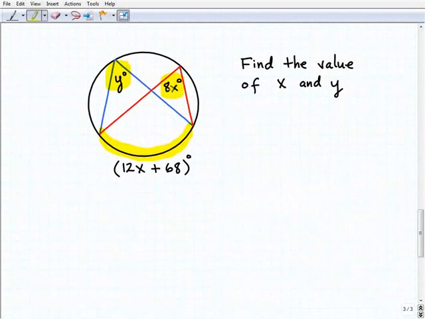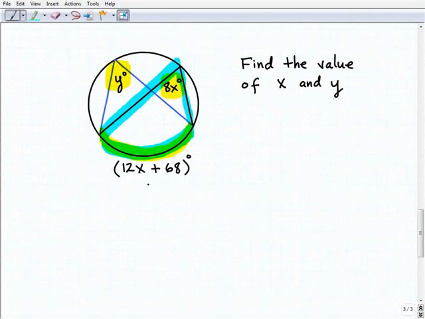Okay, so now to find the value of x and y, I need to figure out how to write an equation out of this situation. So I'm going to focus on this part right here. I have an arc, and the measure of this arc is 12x plus 68. That's this intercepted arc right here. And going back to that theorem that we learned in the lesson, the measure of an inscribed angle is half the measure of its intercepted arc.